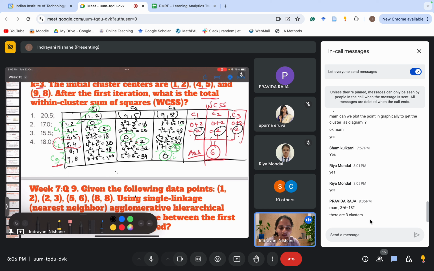Do you agree? Okay, ma'am. I'm not convinced about 18 as the answer because we have already done it for 3 clusters. So why multiply by 3?